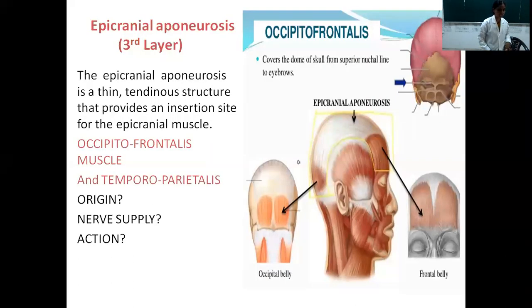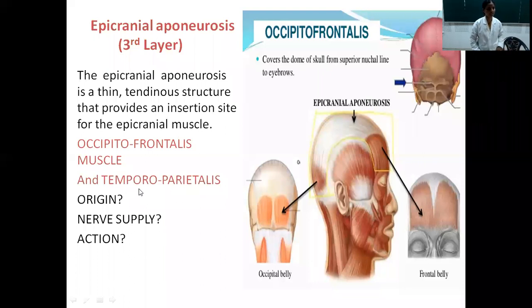Now coming to the third layer. The third layer is known as aponeurosis. As you know, aponeurosis is a flat tendon. A flat tendon indicates there must be a muscle. The muscle present in the scalp is known as the epicranius muscle. What is that epicranial muscle? Usually two muscles are there, occipitofrontalis and temporoparietalis.